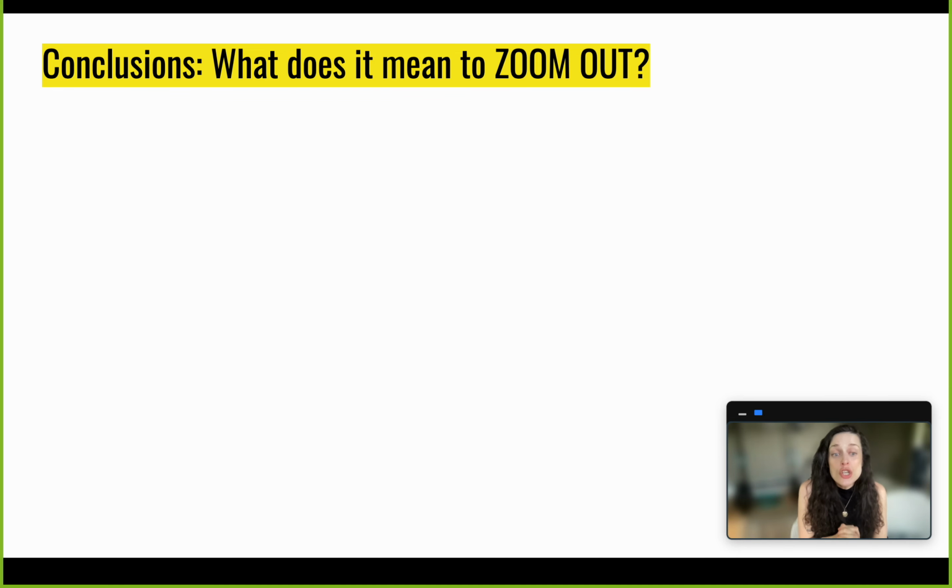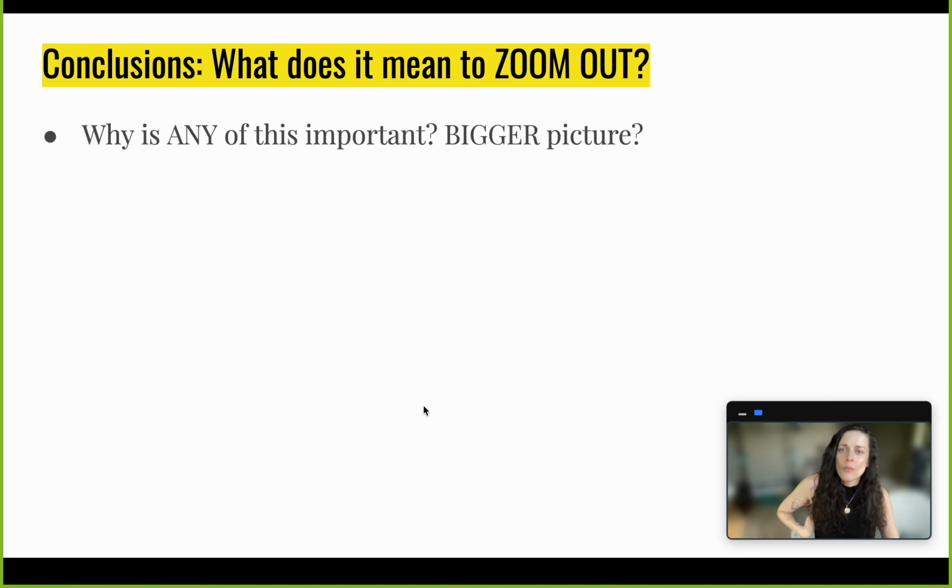So I think a conclusion needs to do something different. It needs to take what you've been saying and say, how does this pertain to something larger? It needs to zoom out. So you can ask yourself the following questions to get ideas for how you might zoom out. So you've been talking about one point very strictly all throughout your paper.